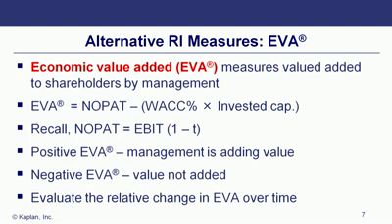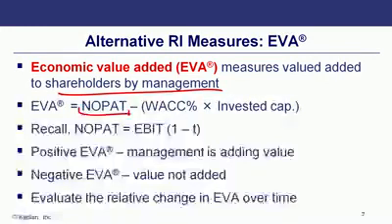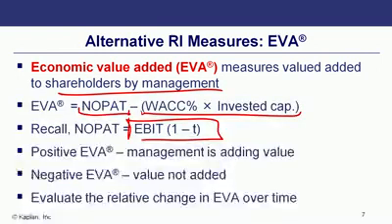So there are some alternative residual income measures, most notably economic value added, which is very similar in concept. It basically measures the value added to shareholders by management. Notice it is net operating profit after taxes minus the weighted average cost of capital of the entire invested capital. Notice net operating profit after taxes is your EBIT times 1 minus the tax rate. Notice I've removed the impact of interest and put back the tax. We've actually seen that equation a couple slides ago.